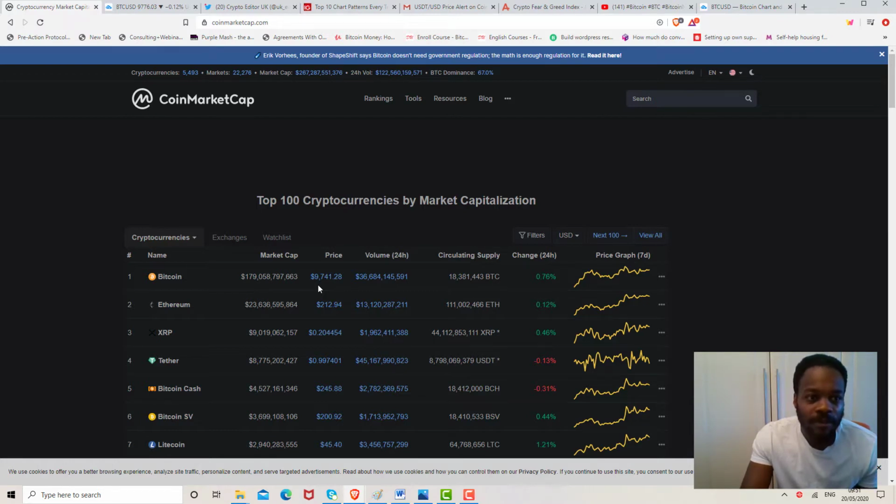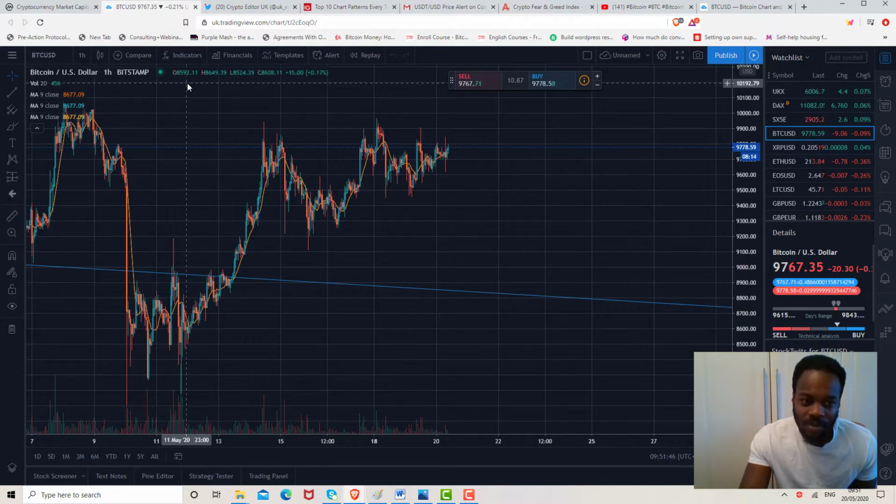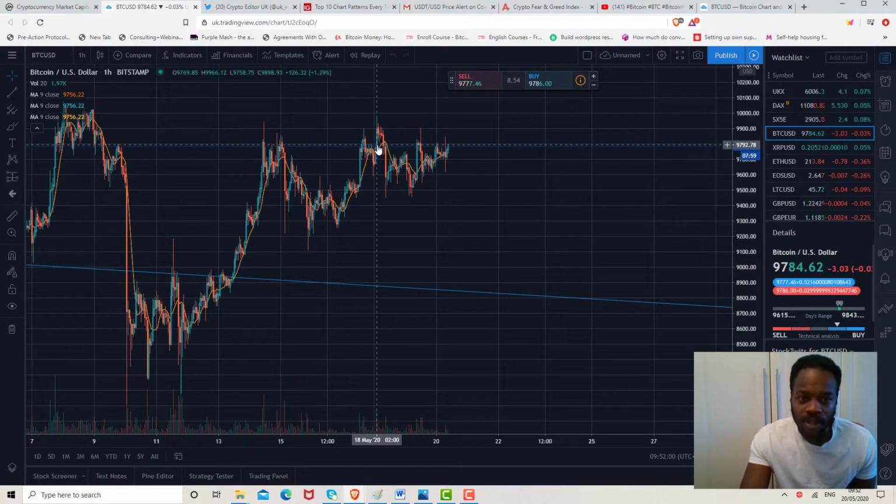So the first thing that I wanted to do is go to UK Trading View, and I am going to the hourly chart, and I just want to check with you guys what you think this pattern here represents. In my opinion, we have a classical cup and handle formation here, as you can see. And with a cup and handle formation, let's go and explain what a cup and handle formation is.